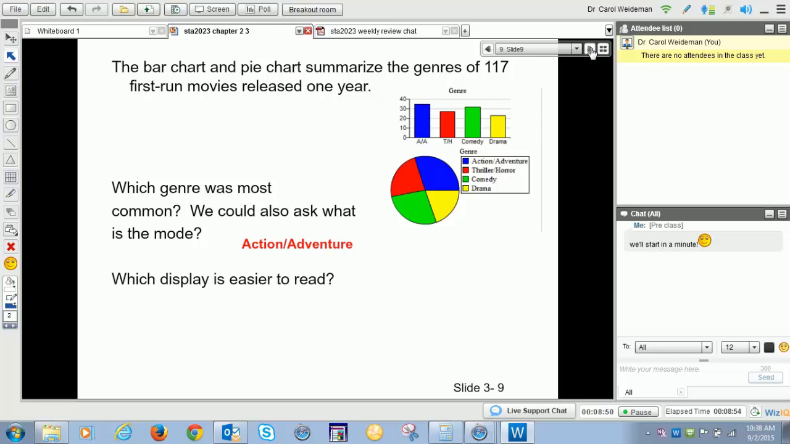Which graph is easier to read? Now for me, when the pieces of the pie or some of the bars are close in height or in percents, I always think the bar graph is easier to read. The blue and the green are pretty close, but the blue is a little tiny bit higher. So I would say that the bar graph is easier to read.